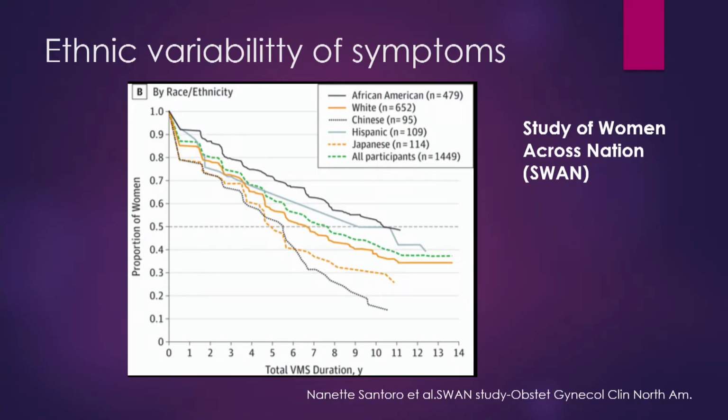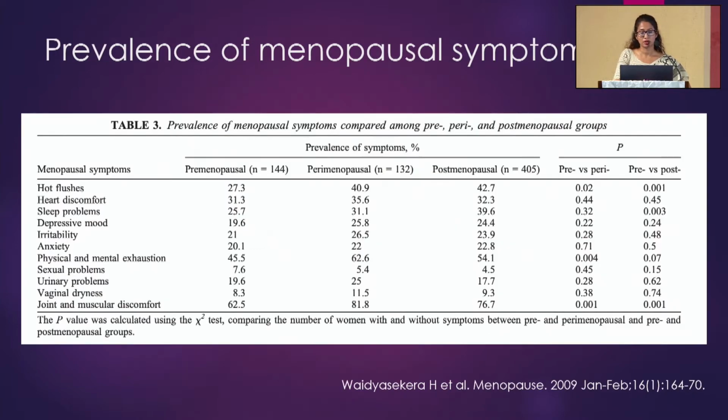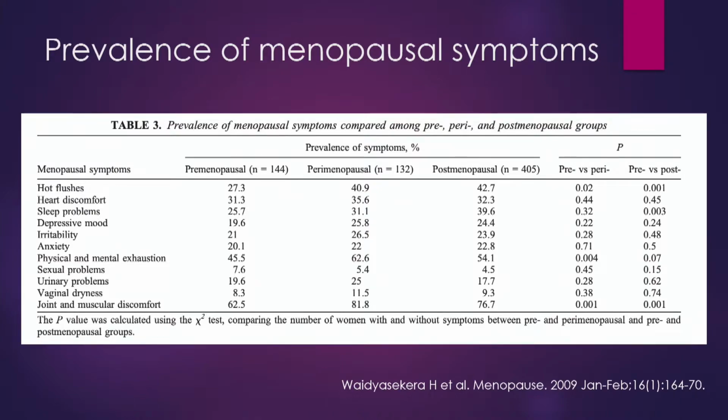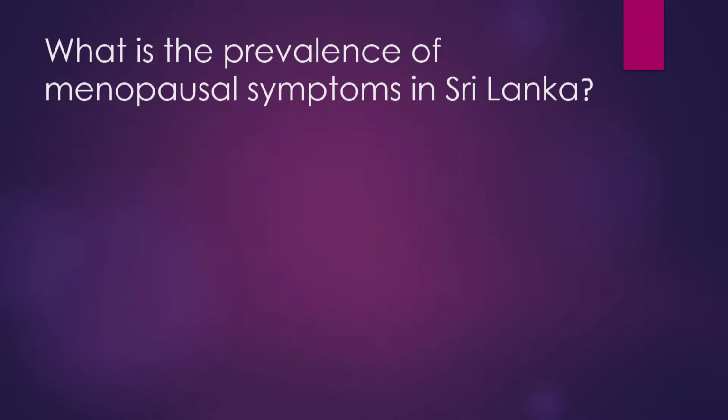So if we look at the ethnic variability of symptoms, African American women tend to have more vasomotor symptoms, and the Asian population tend to have more somatic symptoms. This was replicated in one of our studies by Dr. Vaidyasekara, who studied community dwelling women aged 45 to 60 in the Colombo district, where he noticed a 40% prevalence of hot flushes among perimenopausal and postmenopausal women, a similar percentage of sleep problems, but 80% prevalence of joint and muscular symptoms. So these women can present to you with multiple complications, and they tend to go to multiple specialties with their symptoms. So what is the prevalence of menopausal symptoms in Sri Lanka?